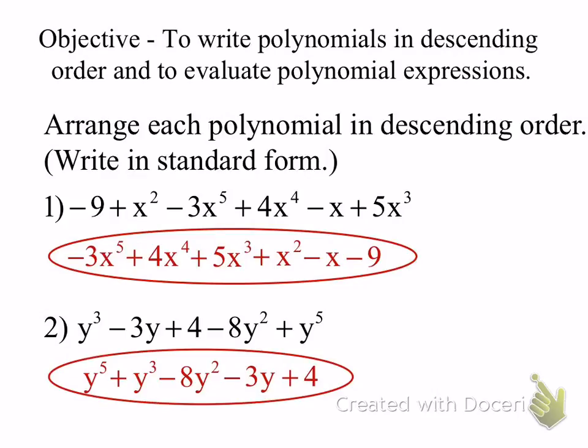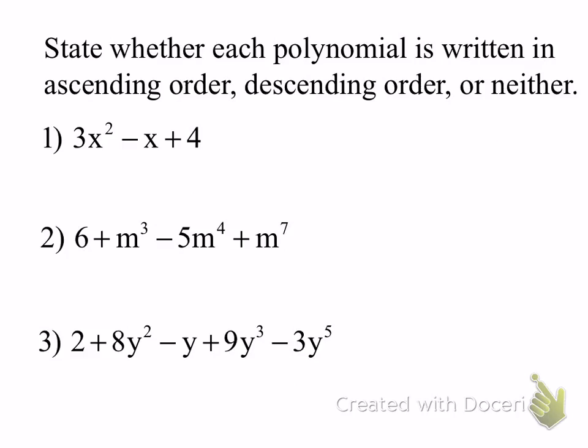Okay, now, this one says, explain whether it's ascending, descending, or neither. What about this one? Descending. What about this one? And this one? Neither, because that's a 1 there.